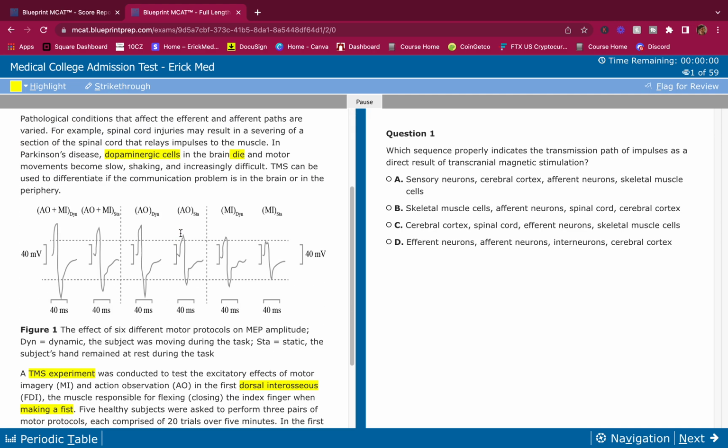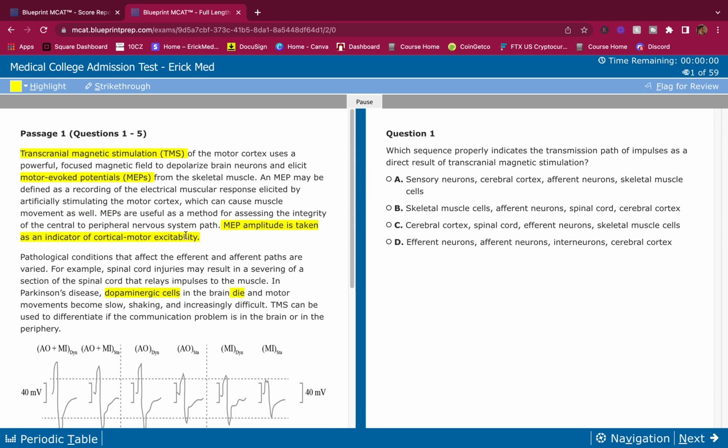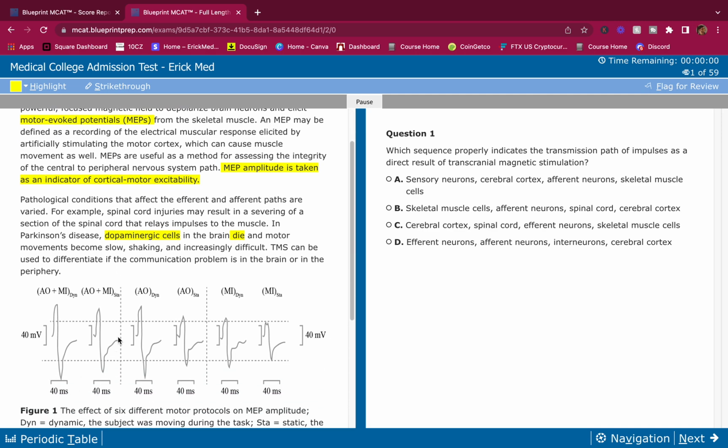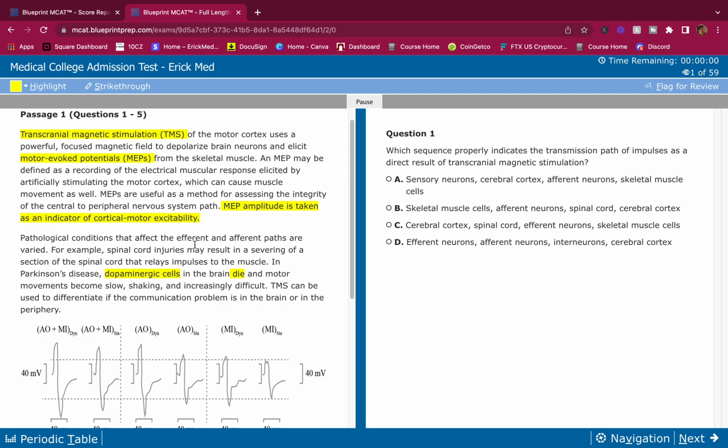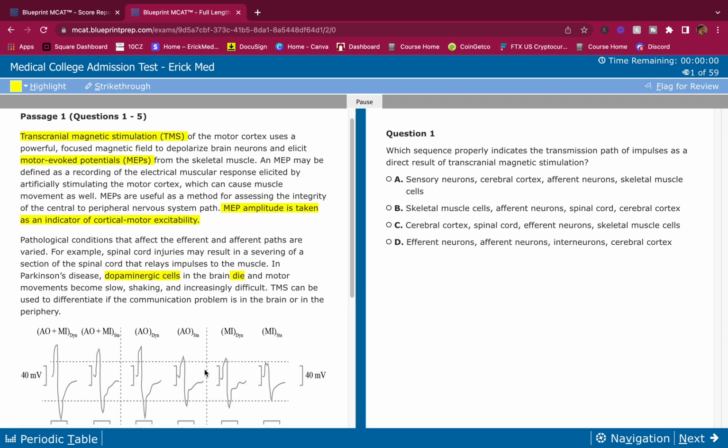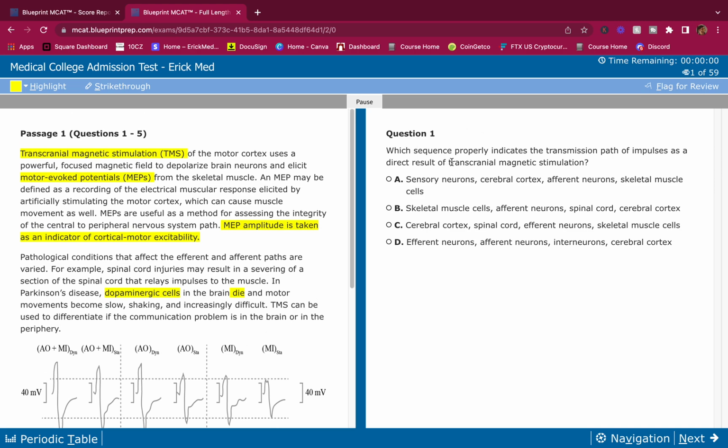Easy passage. Not too hard, guys. All right. This depolarization, the neuromuscular junction, you guys should be very, very confident in those. Those are actually really high yield. So it's a really good passage, okay? They're always going to test this. Always. Question 1. Which sequence properly indicates the transmission path of impulses as a direct result of transcranial magnetic stimulation?